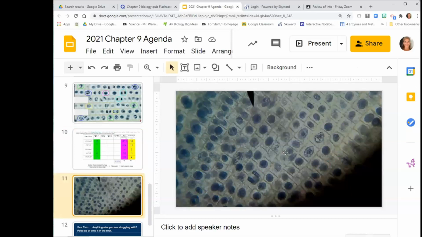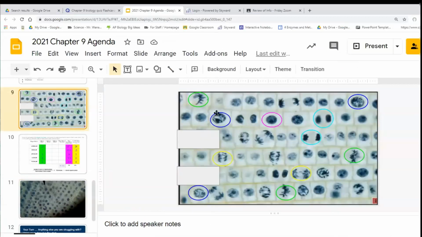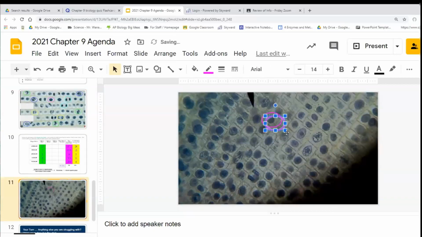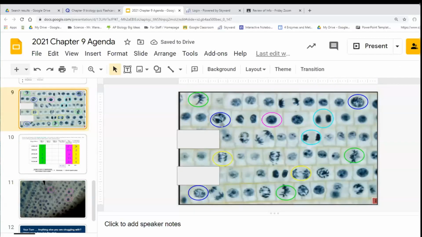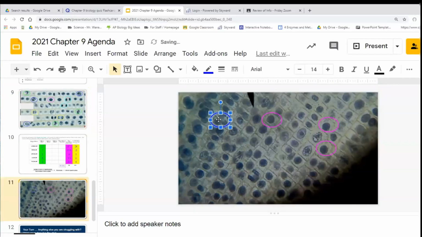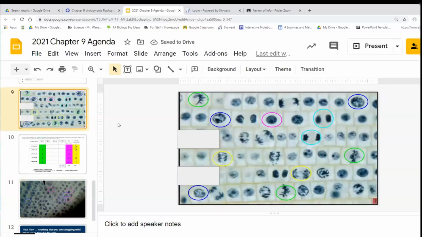So this is the slide you guys had. This slide was more difficult. Okay. Looking for cells in interphase. So that would be interphase. This would be interphase. This would be interphase. Looking at cells in prophase where they're starting to break apart. Let's see, a prophase. This looks like a good prophase. This is a prophase. This is a prophase. So the nucleus is starting to break apart.